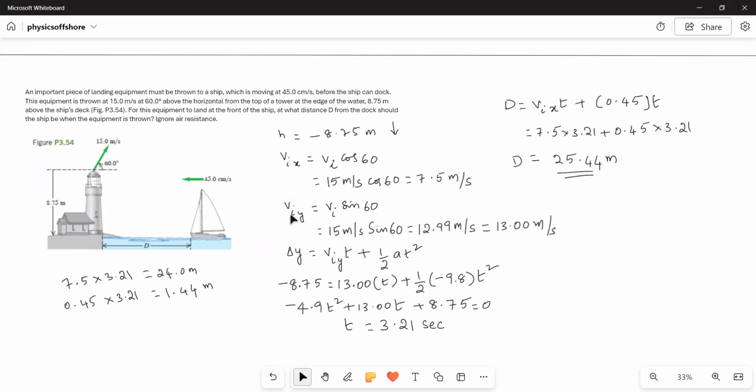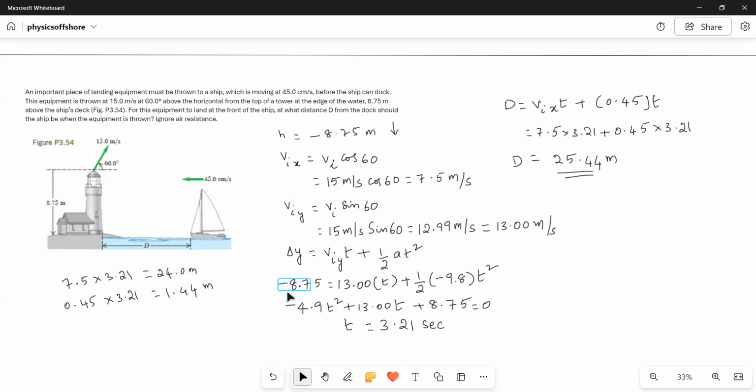Now, in the y direction, what is the velocity? VIy is equal to VA sine 60. Therefore, 15 meters per second times sine 60 is equal to 13 meters per second. Now, let us write down the displacement in the y direction, and from the equation, we have to find the time. How much time does it take to drop a height of 8.75 meters?